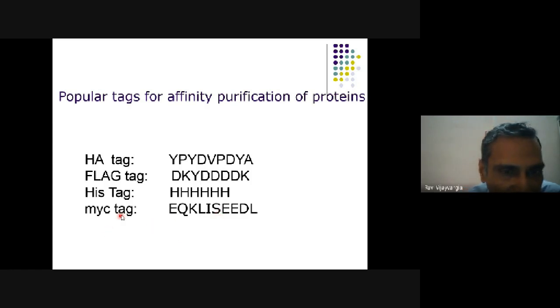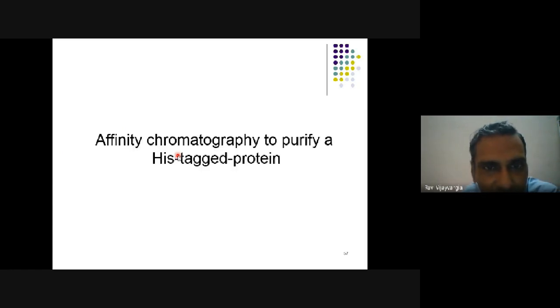If you are putting myc tag, then in the column you have to put anti-myc antibodies. So thereby, artificially also you can create conditions for affinity purification of proteins. Here, I was just saying, his tag is the most common tag because it is also the cheapest tag to be used. So normally, putting a his tag is the most common way of purifying proteins via RDT.